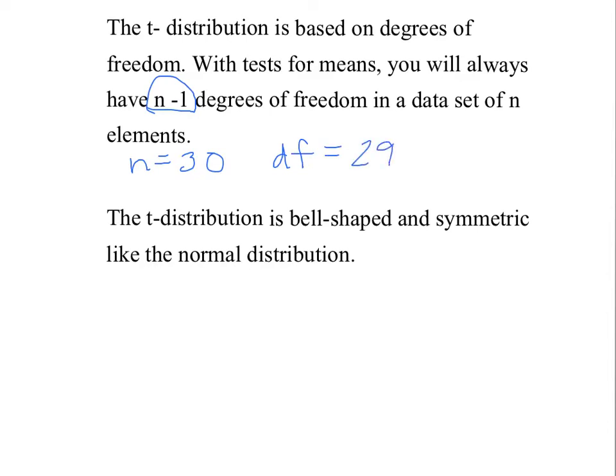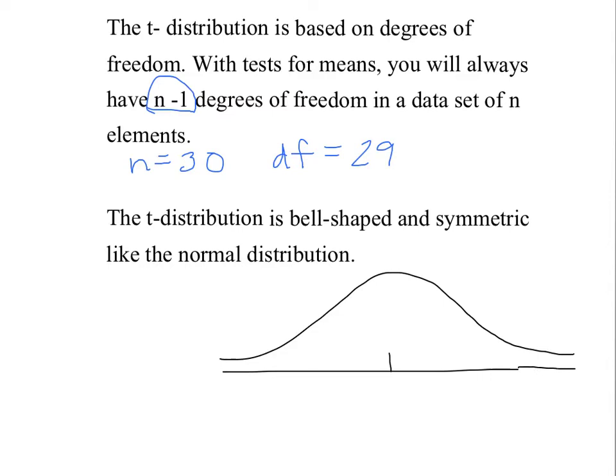The T distribution is bell-shaped and symmetric. It looks a lot like our normal distribution, and the mean is going to be in the center. Different from the normal distribution, again, is the degrees of freedom.